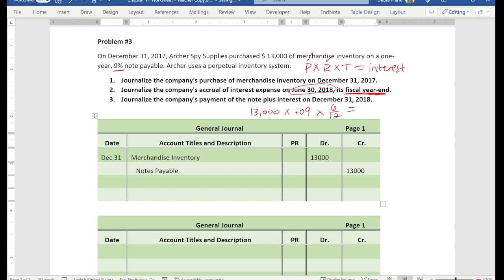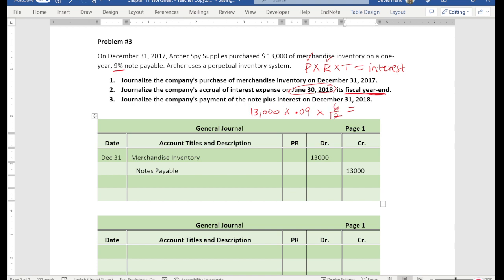But that is principal times rate times time. We have 6 months out of the year that we want. You could cut it in half. You could say 13,000 times 0.09 divided by 2. That's easy, since it's only 6 months' worth. But let's just learn the time part of this formula. If it was only for 3 months, it would be 3 over 12, right? And you would multiply that all out and you would get your portion of interest. Well, we want it for 6 months.